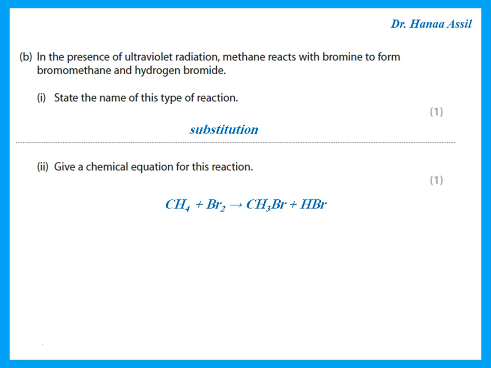Give a chemical equation for this reaction. Methane is CH4 plus bromine. Again, I'm reminding you that bromine is diatomic, so you have to write it Br2. What we do in alkanes plus halogen is we remove one of the hydrogens and put one bromine instead of it. So my product is CH3Br. And the H that I removed plus the other Br from the Br2, that is my other product HBr. So remember that this is the reaction for alkanes with halogens.